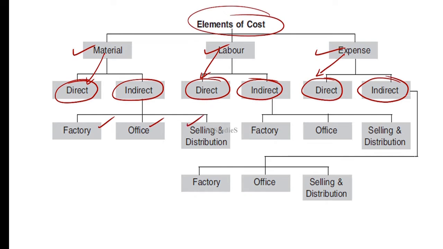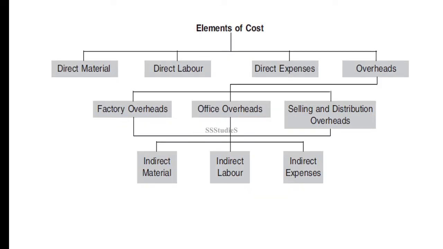When it comes to labor, the indirect labor can be related to the factory or the office or the selling and distribution. And when it comes to indirect expenses, again, this can be either factory related expenses, office related expenses, or selling and distribution related expenses. Now, the same thing we can look into from a different angle.